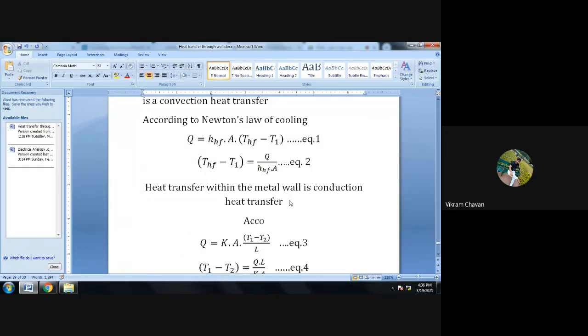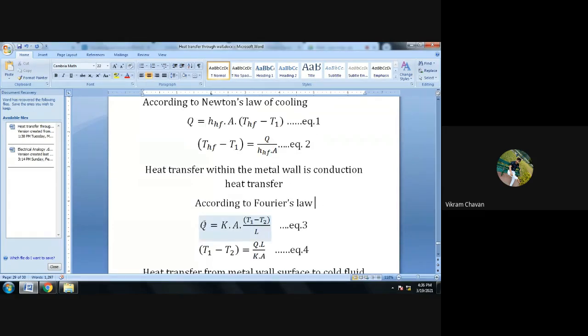According to Fourier's law. Okay, which is the law of conduction? Fourier's law. According to Fourier's law.